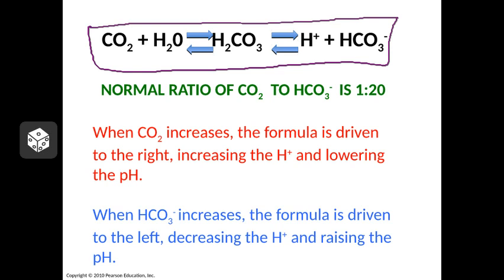Why would it reverse? Well, first let's talk about what's normal, and then we'll talk about changes. So the normal ratio of carbon dioxide to bicarbonate is 1 to 20. So for every 1 carbon dioxide, there will be 20 bicarbonate ions.